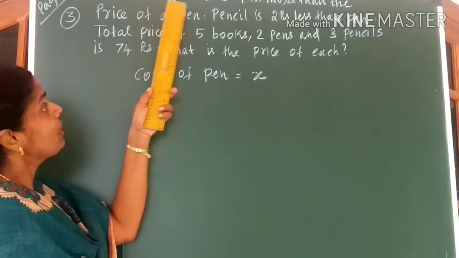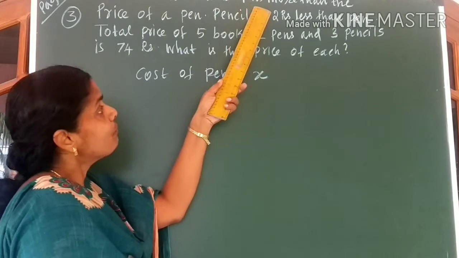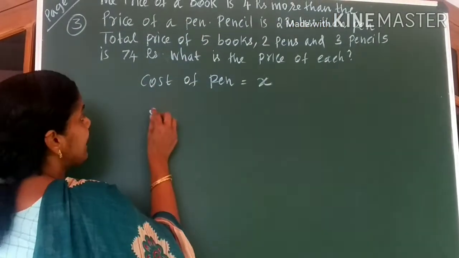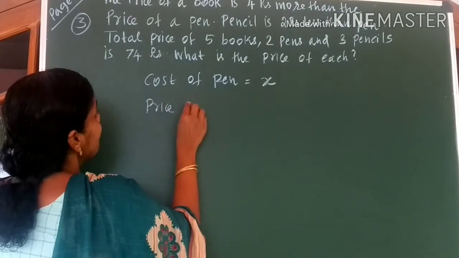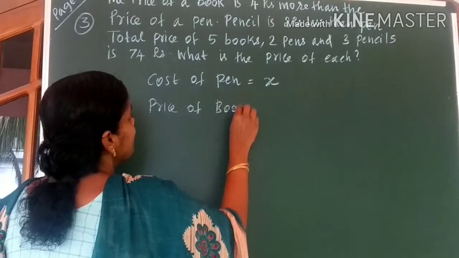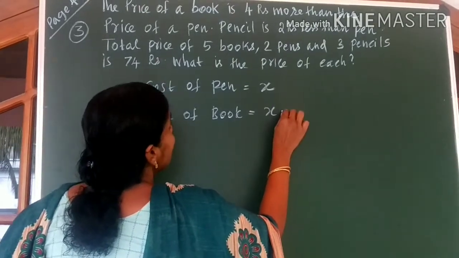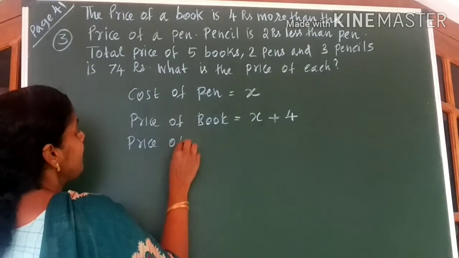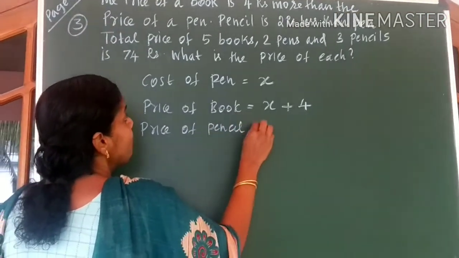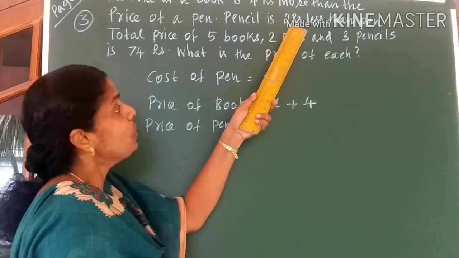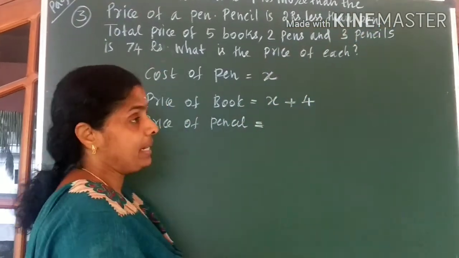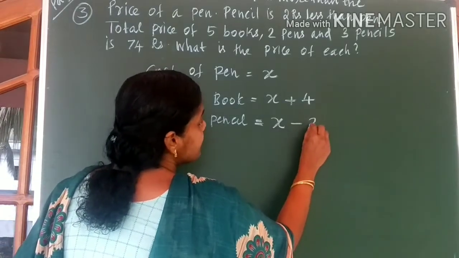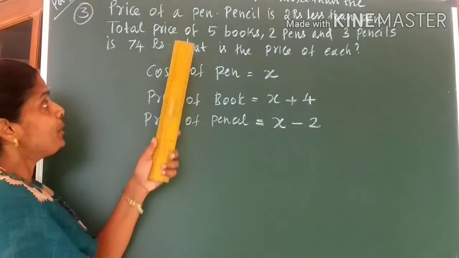Come to the condition. Price of book is 4 rupees more than price of a pen. So I can write the price of book to be equal to x plus 4. And what about the price of pencil? You are given price of pencil to be equal to 2 rupees less than pen. So from the cost of pen, I have to subtract 2 rupees.